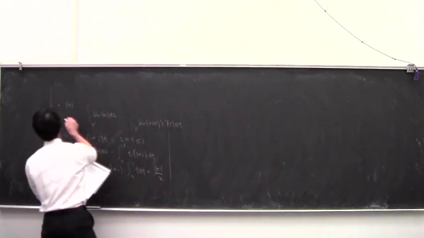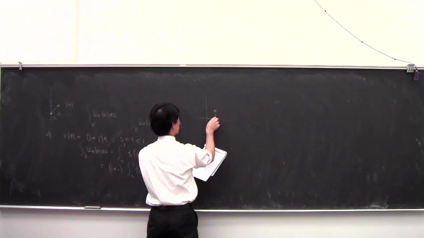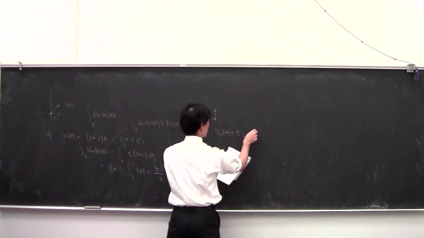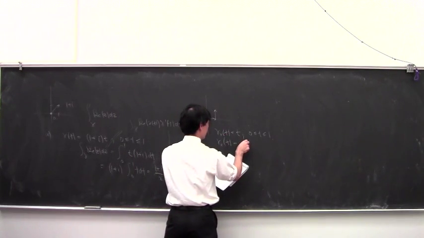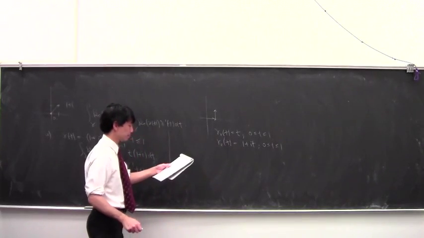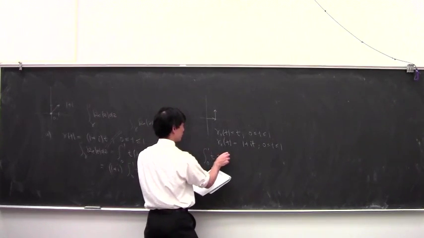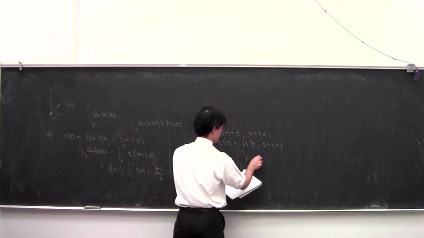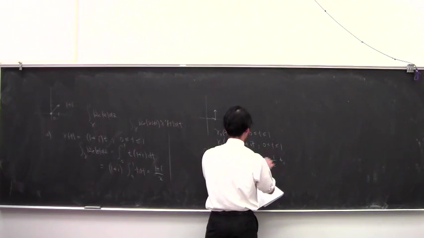That one is going straight from here to here. And then the other one, we're going to go across and then up. The first part, gamma one, is going to be t from 0 to 1, and then gamma two is going to be 1 plus it again, from t equals 0 to 1. And you end up with the integral from 0 to 1 of t dt plus the integral from 0 to 1 of i dt, and you get 1 half plus i.